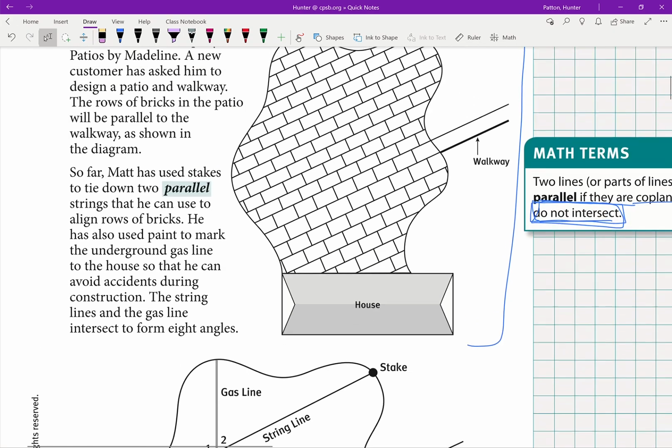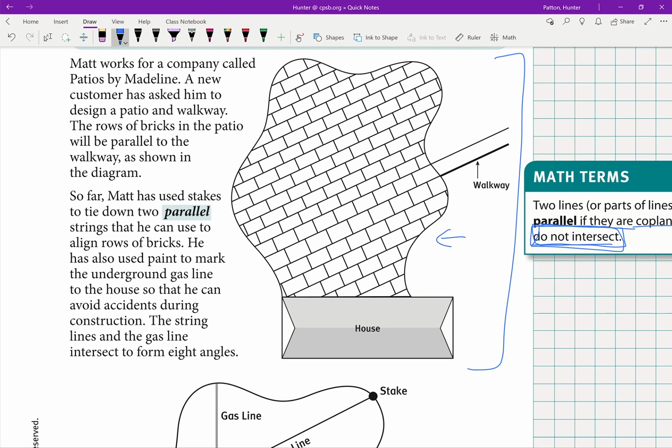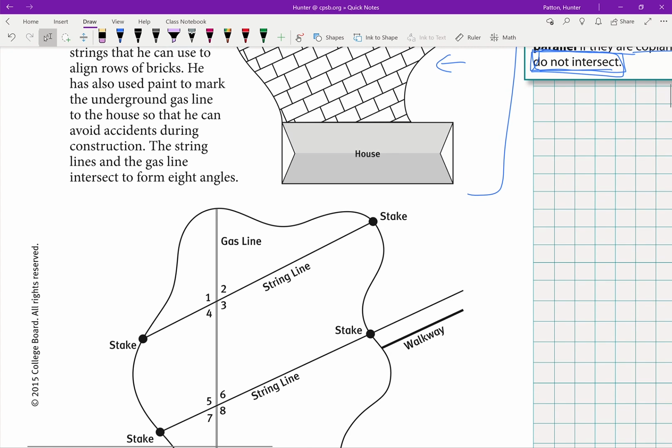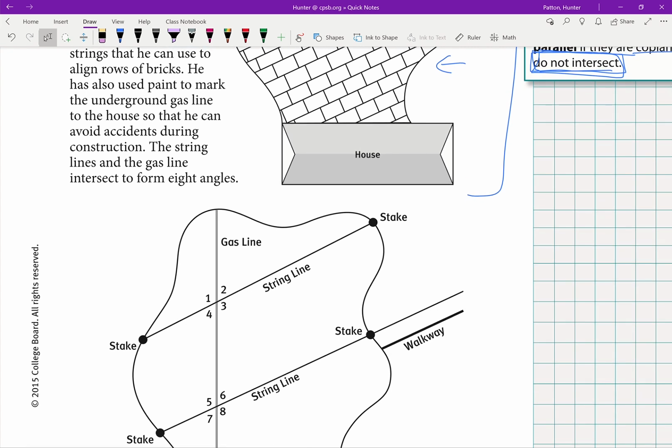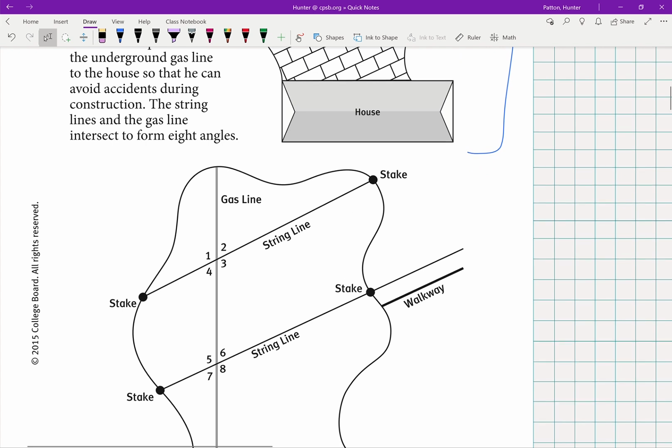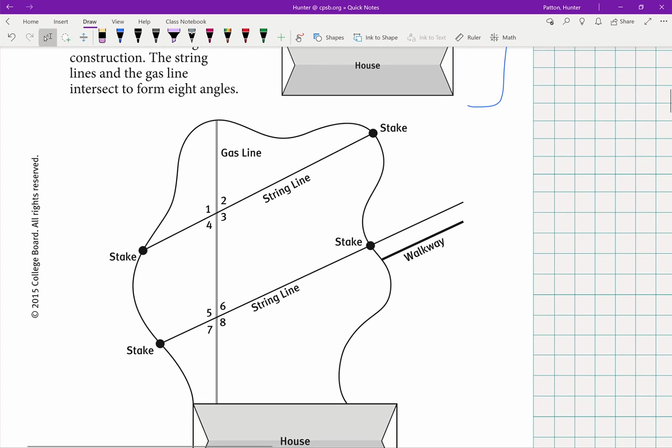So far Matt has used stakes to tie down two parallel strings that he can use to align rows of bricks. So this is our end product right here, but right now this is all we have so far, these string lines. He also used paint to mark the underground gas line to the house so that he can avoid accidents during construction. The string lines and the gas line intersect to form 8 angles. So our string lines are parallel.